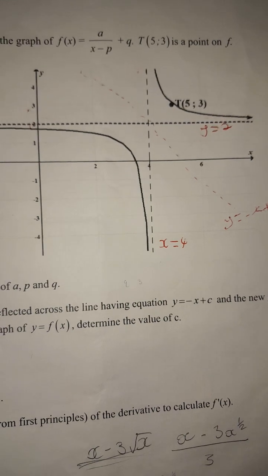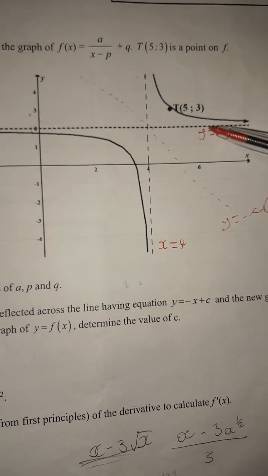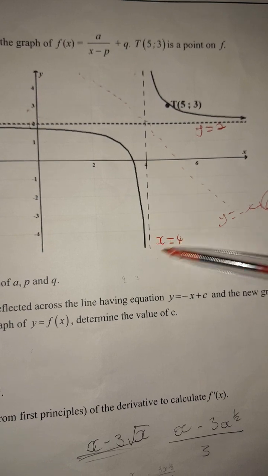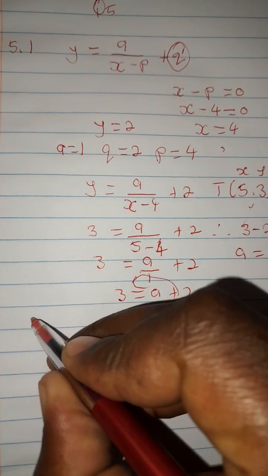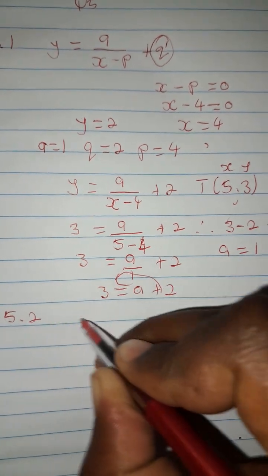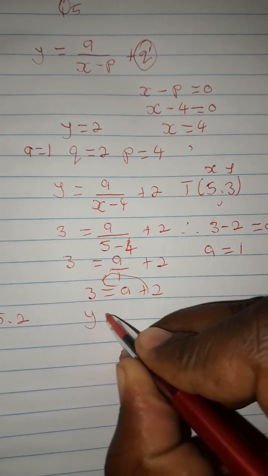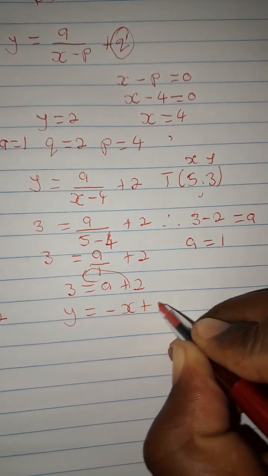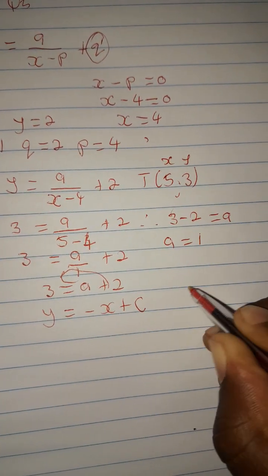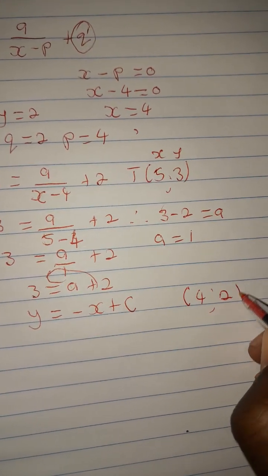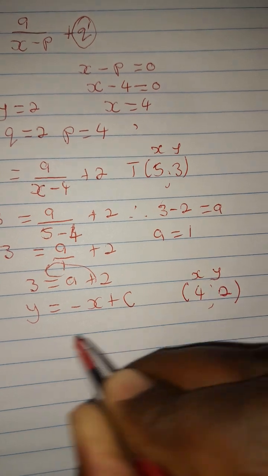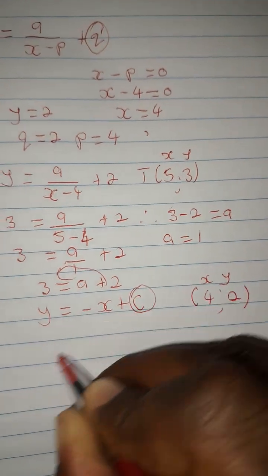To get c, we are going to use our asymptotes, which are 4 and 2. So this is how you can calculate such a question, right? So let's go to 5.2. Remember, you have y is equal to negative x plus c, so we can use the coordinates of the asymptotes. So we have 4 as our vertical and 2 as our horizontal, so this will be x and this will represent y, so that we're able to determine the value of c.